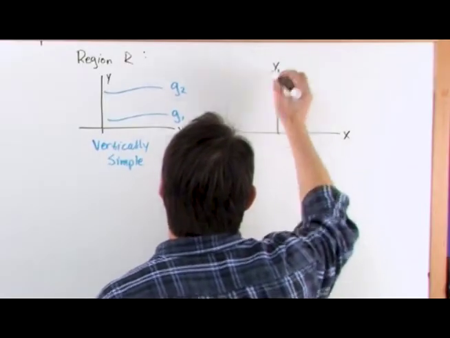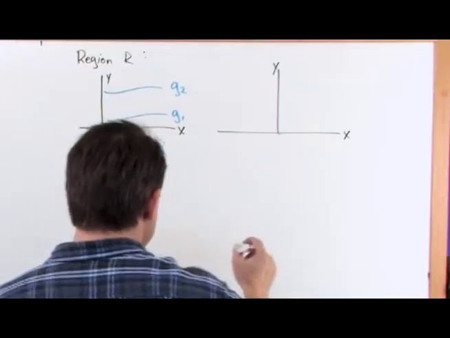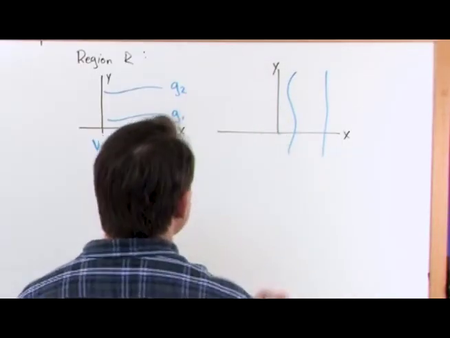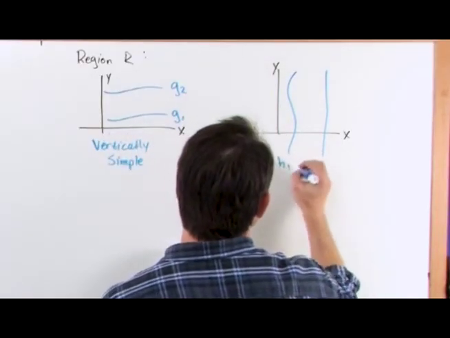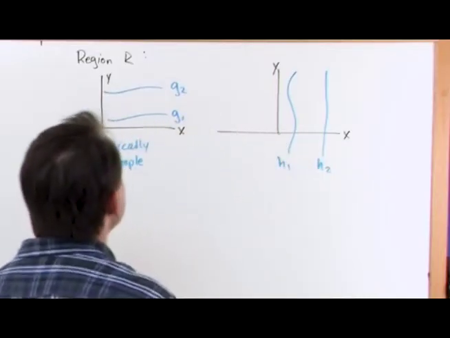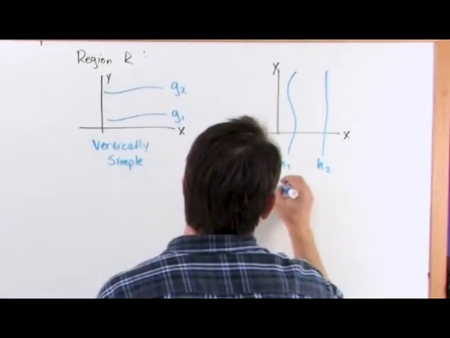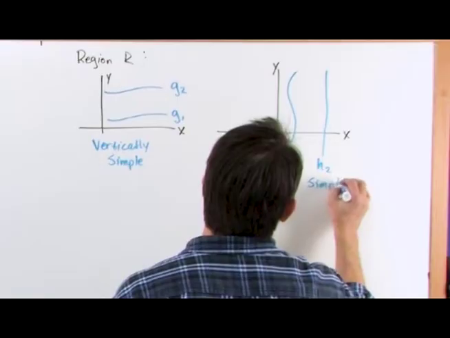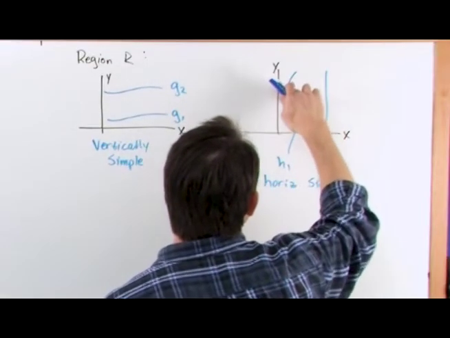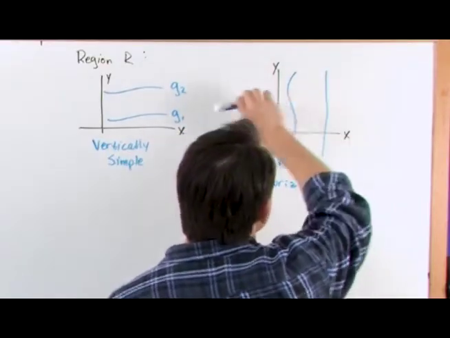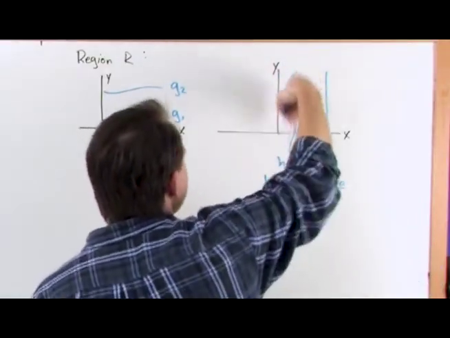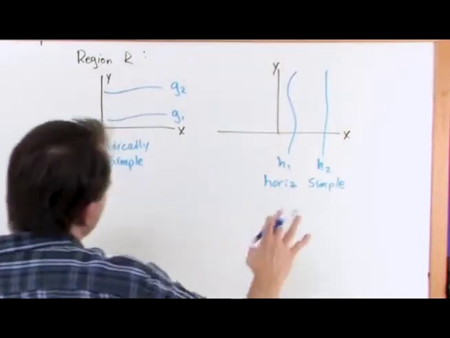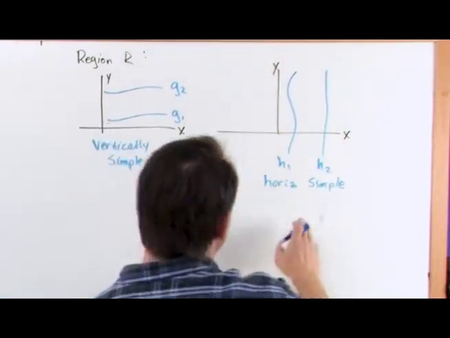If you had something that looked like this, maybe a function that looked like this, and a function that looked like this one would be called, let's say, h sub 1, and this would be called h sub 2, okay? This one is called horizontally simple, because I can draw a line horizontally and intersect this one time and this one time. I can't really intersect it vertically one time because you see I'm cutting through this thing more than once. So you can sort of see by analogy, this is vertically simple, this is horizontally simple.